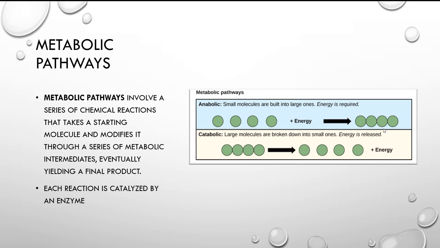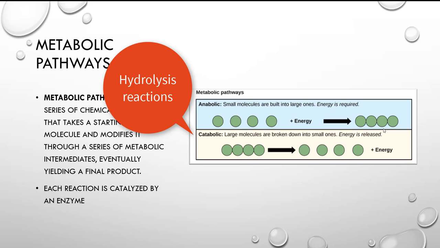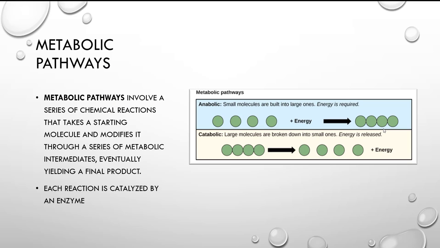Now the opposite is a catabolic reaction. So catabolic reactions are when we have large molecules broken down into smaller ones. And in this case, energy is released. Okay, so breaking those bonds between the molecules releases energy. So a hydrolysis type reaction, which we learned about earlier in the term, would be an example of a catabolic reaction, because breaking those bonds by adding water releases energy. Okay, so energy would be released.